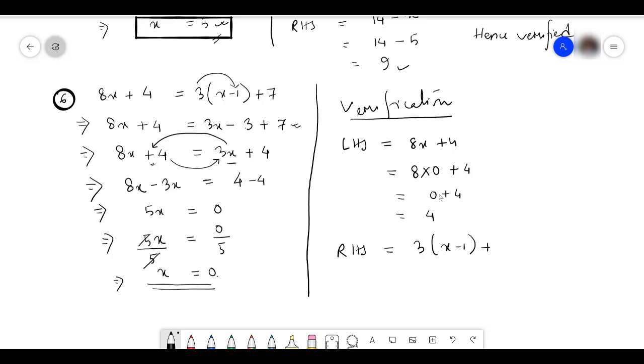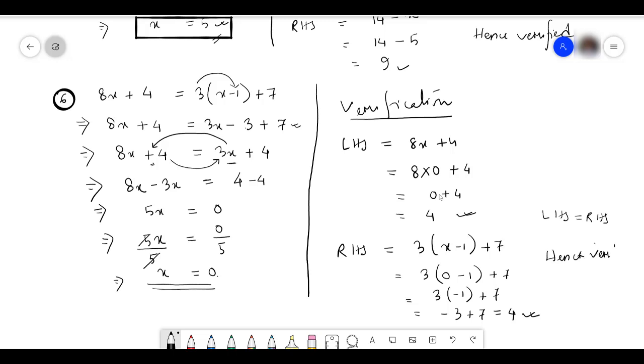3 into x minus 1 plus 7 was there. So in place of x, you will be putting 0, minus 1, plus 7. So ultimately 3 into minus 1 plus 7. The result will come as minus 3 plus 7. And this will give you result 4. So if you check from both the sides, I am getting the value 4. Hence LHS is equal to RHS. So verified. Hence verified. And this is the solution.